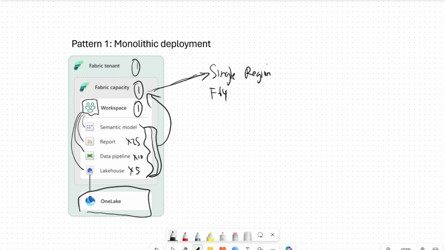Maybe you want to implement this onto one department or whatever it may be. But that's the scenario for monolithic deployment, which is really easy to maintain, of course, because you've got one workspace and everything's on that workspace. So it's very simple, but it's also quite limited at the same time.